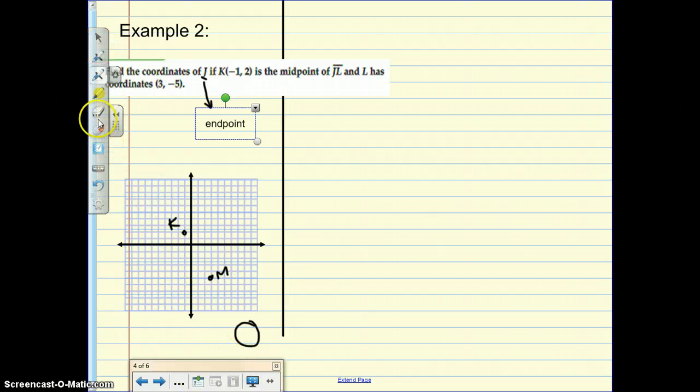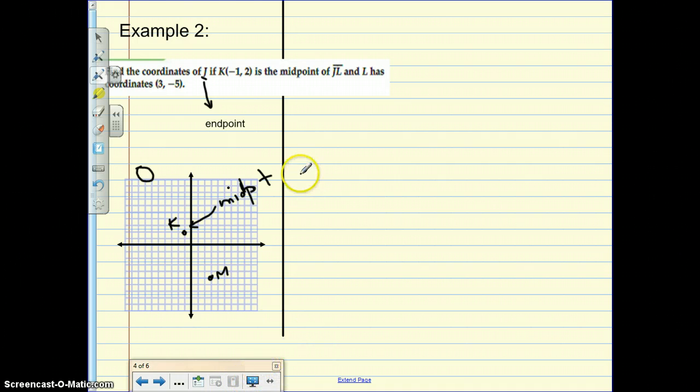Actually, I'm glad I just realized this right now. Let me read this again. So find the coordinates of J if K is the midpoint. So actually, they're saying that this K value is our midpoint. So that's the center. So if that's the center, can you picture where our other endpoint is probably going to be? So this is one endpoint, this is the center. The other endpoint is probably going to be up here somewhere. So if we end up in quadrant 2, we know we did something right.